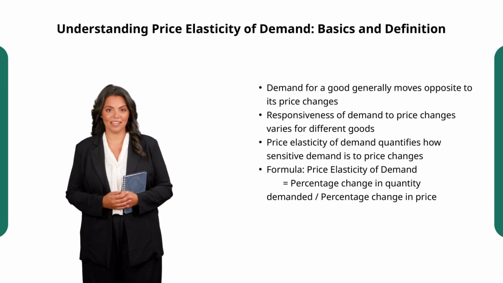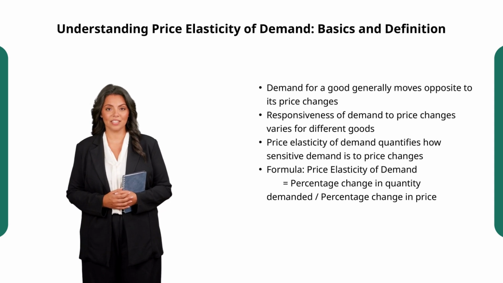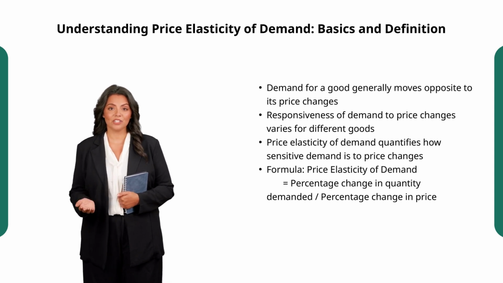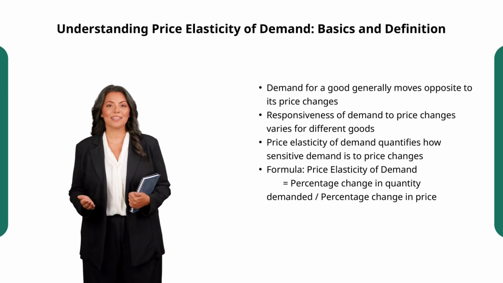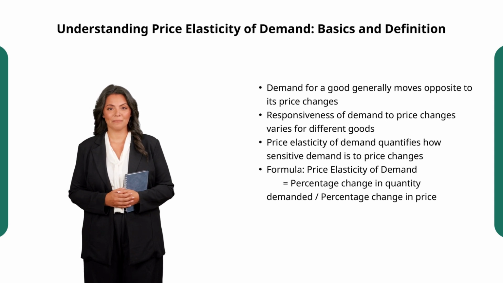Mathematically, price elasticity of demand is the ratio of the percentage change in quantity demanded divided by the percentage change in price. We can write it as ED equals the percentage change in demand for a good divided by the percentage change in the price of that good. In simpler terms, if the price goes up by 10% and the quantity demanded falls by 20%, the elasticity will be 2, which means demand is very sensitive to price.